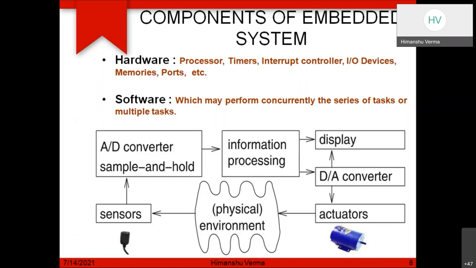So in form of output, we have a display and a digital to analog converter. A digital to analog converter converts the digital signals into analog signals again. Our actuators and these kinds of devices are analog devices. So the converter sends the data to the actuators, and then the actuators provide the output to the physical environment. So this is just a basic diagram of an embedded system.